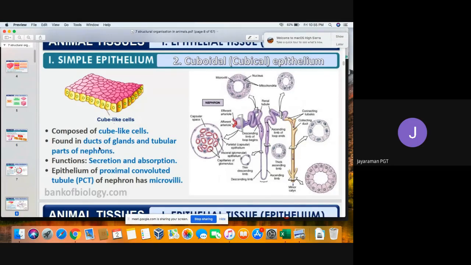So the location is the ducts of the glands and the tubular parts of the nephrons. What is the function? Secretion and absorption.